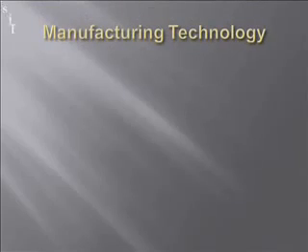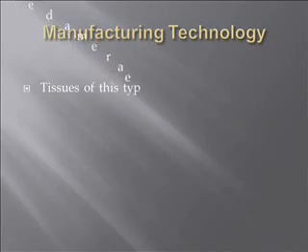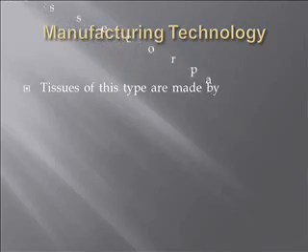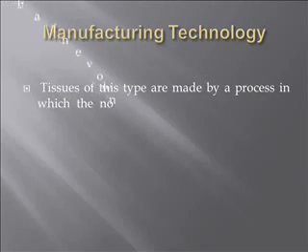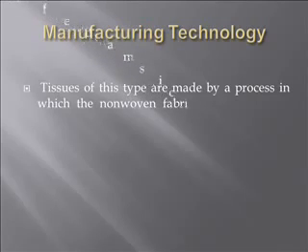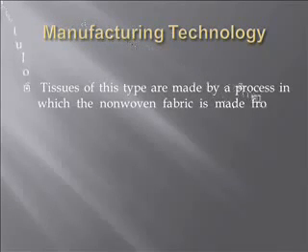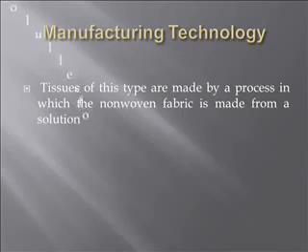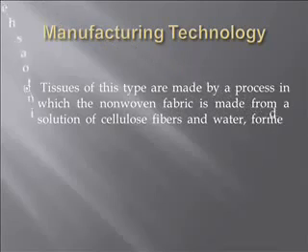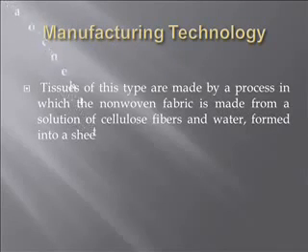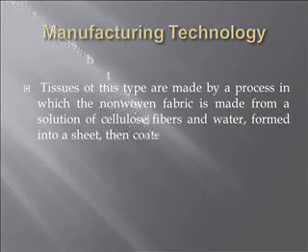Now I will discuss the manufacturing technology for the manufacturing of wet tissue papers. Wet tissue papers are made by a process in which the non-woven fabrics are made from a solution of cellulose fibers and water, formed into a sheet and then coated with softening agents. And finally, the coated fabric is cut into individual tissues, then folded and packaged for sale.